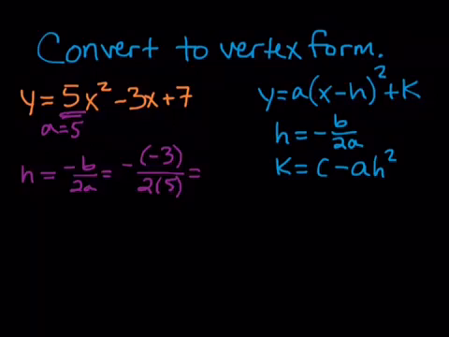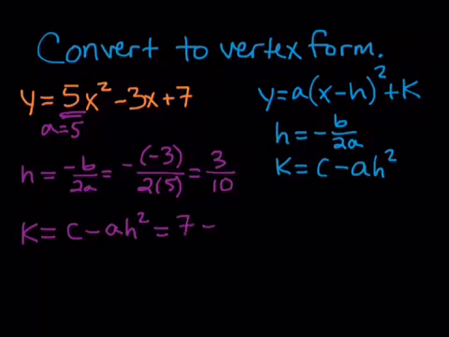So this negative over a negative is a +3 over 10. Or you could think of that as -3 over -10 if you had the negative in the denominator. But either way, those negatives will cancel, so you'll get 3/10. Then we need to find k. So k is c minus ah squared. Well, c is 7, a is 5, and now I've solved for h. h is 3/10.